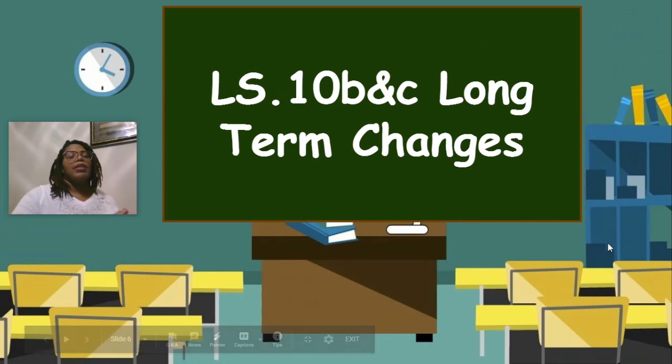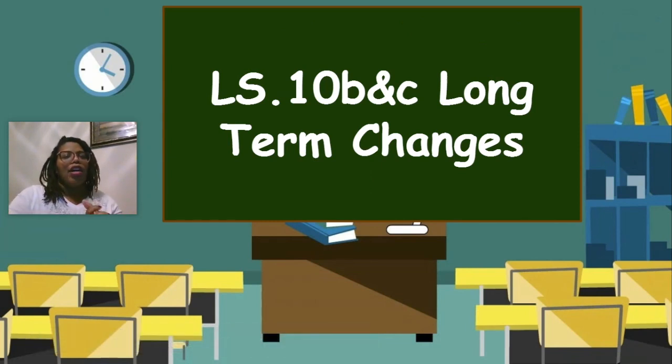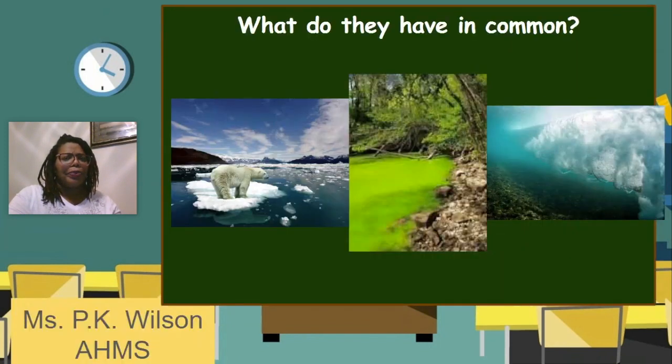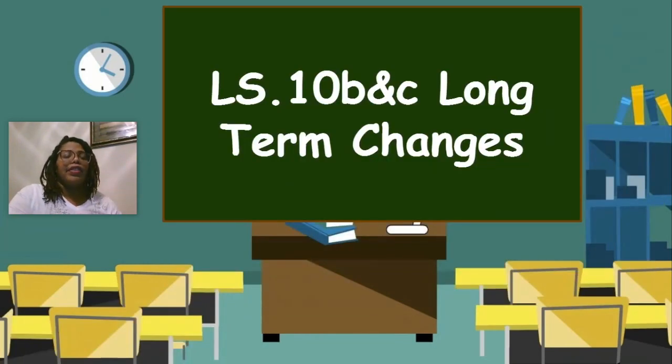So we're going to talk about all of those things together with our unit LS10B and C, which is long-term changes. So a couple of weeks ago, we talked about LS10A and B, and we talked about short-term changes that were daily or seasonal. And we said that a long-term change is going to be a change that has a more extended period of time that it's going to cover, years of effects. So that's what we're going to focus on today.